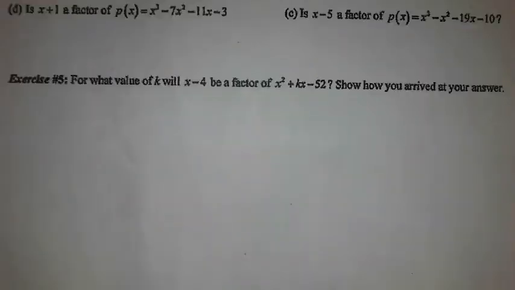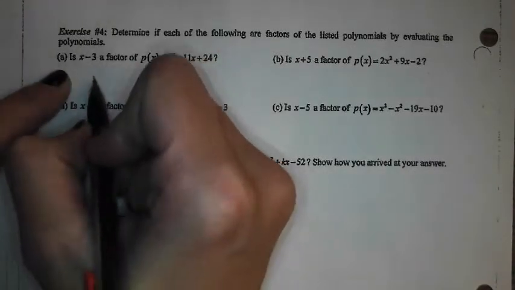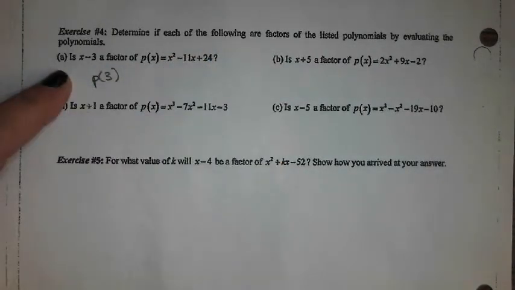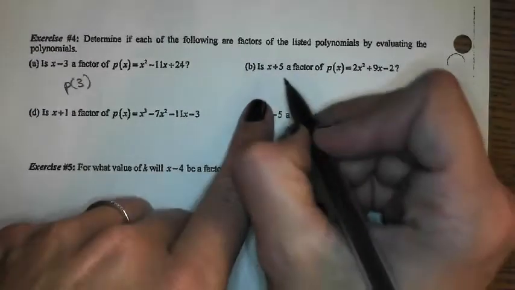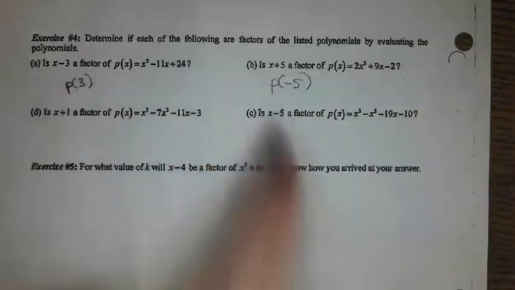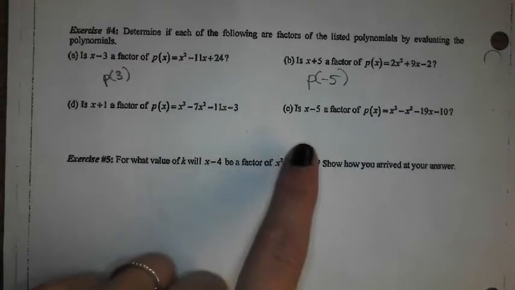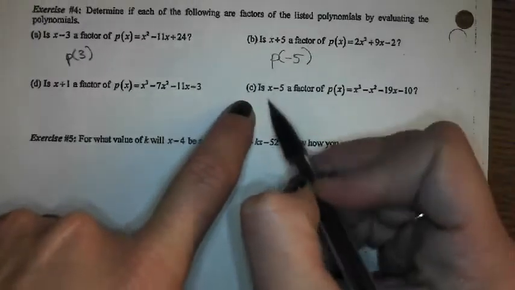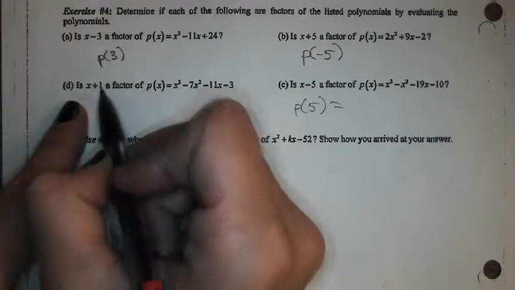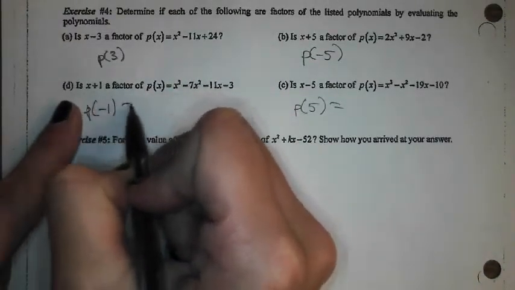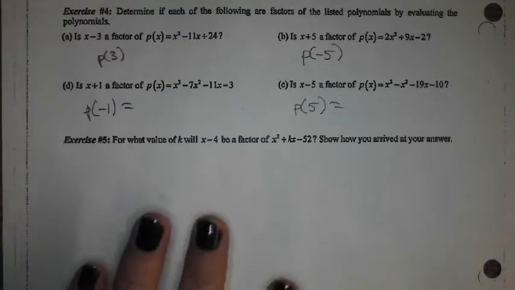Okay. And up at the top here we have, is x minus 3 a factor? The quick way is just to do p of 3. And then we'll get it equal to 0 or not 0, and that'll be our yes or no. Is x plus 5 a factor? We'll do p of negative 5. Part C and D are switched somehow. That's weird. For C, is x minus 5 a factor? We'll just do p of 5 in C. And in D, is x plus 1 a factor? We'll do p of negative 1, and we will see yes or no. Got it? Pretty straightforward. Exercise 5.